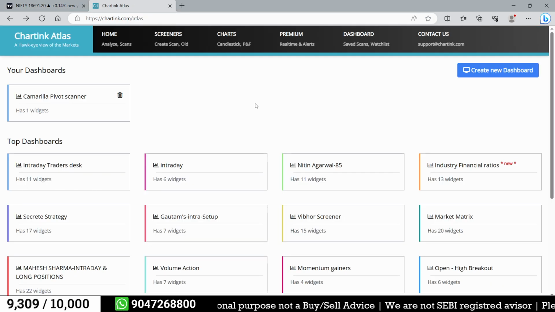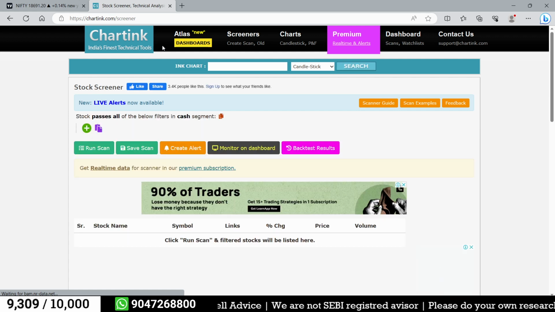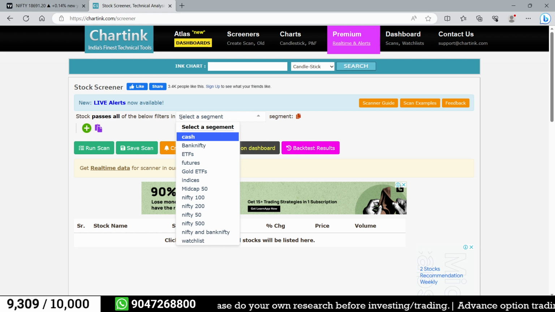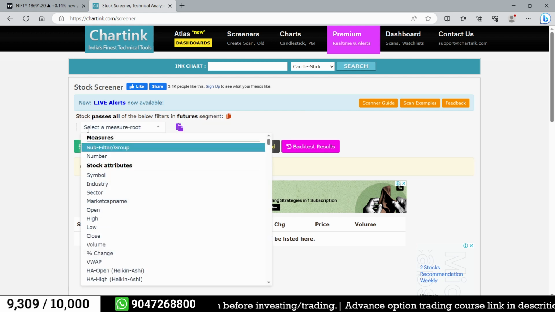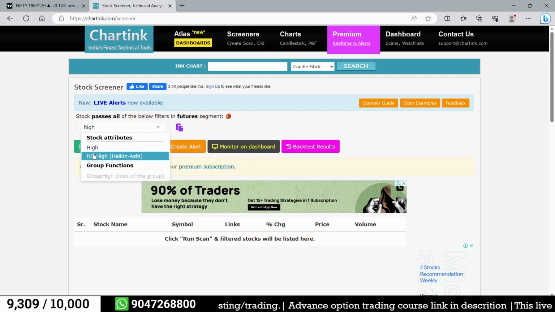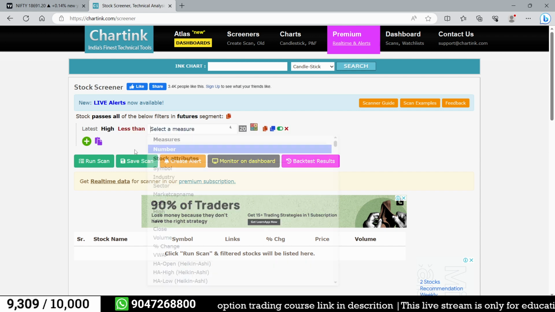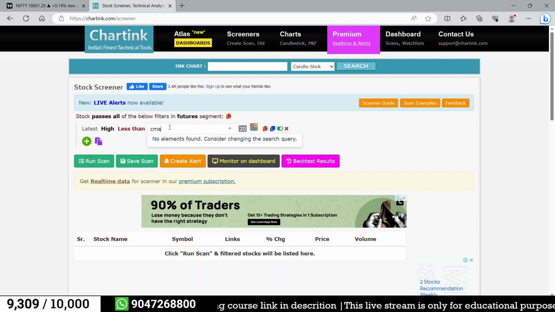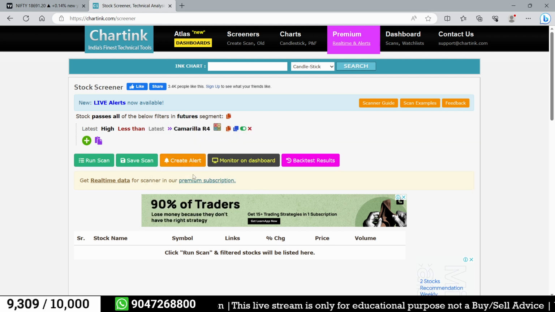So simply we are going to create a scan. I have already created a custom indicator. Maybe this custom indicator is not available on your charting, so you need to create it on a custom basis. Let me check in futures stocks. I'll go for today's high price: today's high must be less than the Camarilla R4.